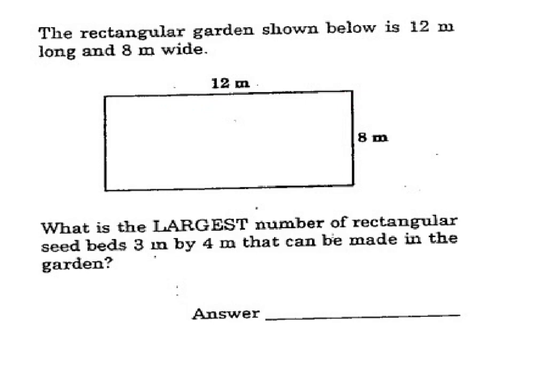It's not drawn to scale, meaning that this line is not 12 meters, this line is not 8 meters, but they drew an illustration to show us what this garden plot might look like. Now, they're asking us what is the largest number of rectangular seed beds, 3 meters by 4 meters, that can be made in the garden.